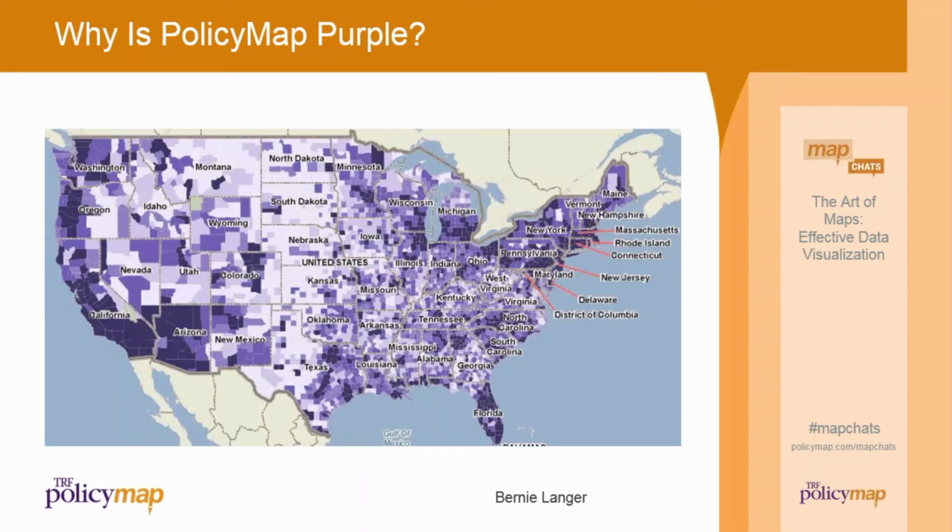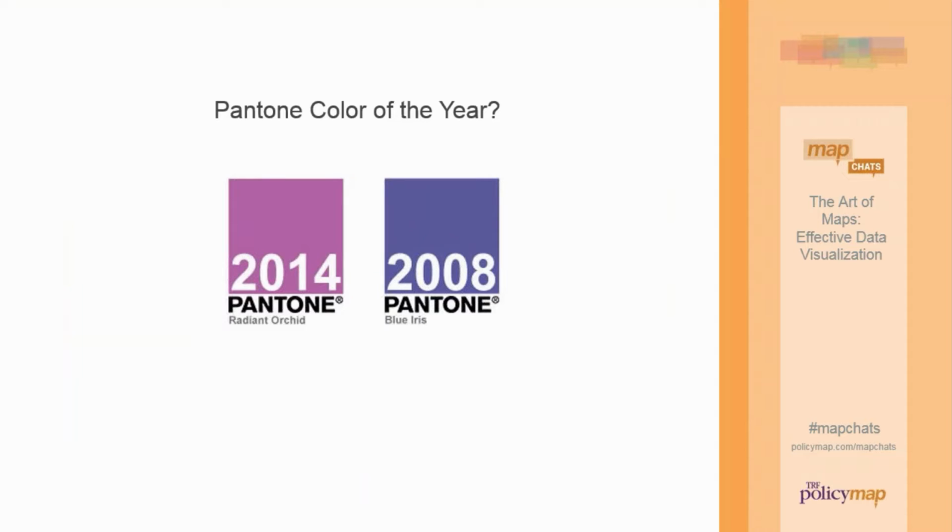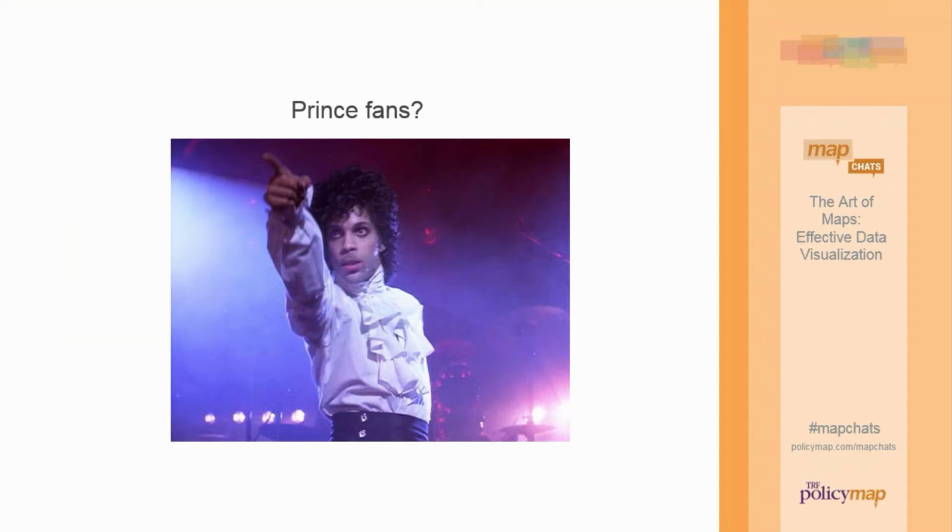So this is the default map when you log into PolicyMap, and 99% of our users probably keep it at purple. The reasoning is not actually due to branding. It's not because our logo is purple. It's not because purple is a 2-time Pantone color of the year. And it's not because we're really big Prince fans. The reason is actually a little more interesting.